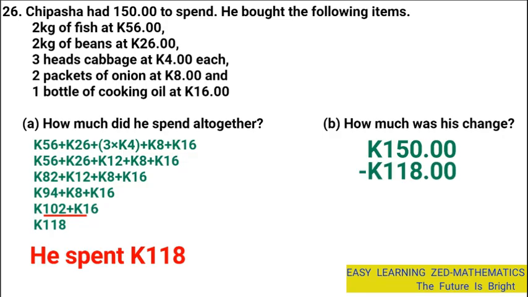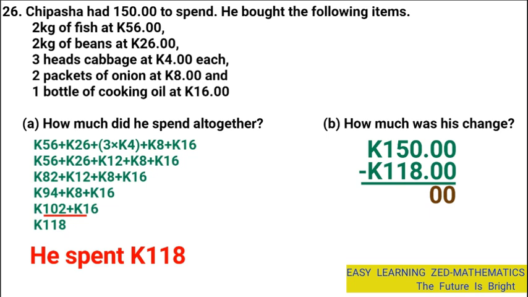So 0 minus 0 will give us 0. 0 minus 0 will give us 0. 0 minus 8, it can't. We cannot take away 8 from 0. So we're going to borrow 1 from 5.